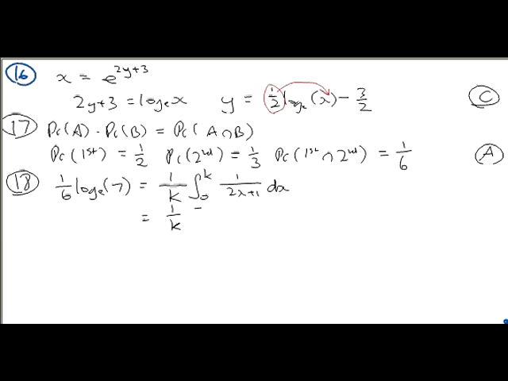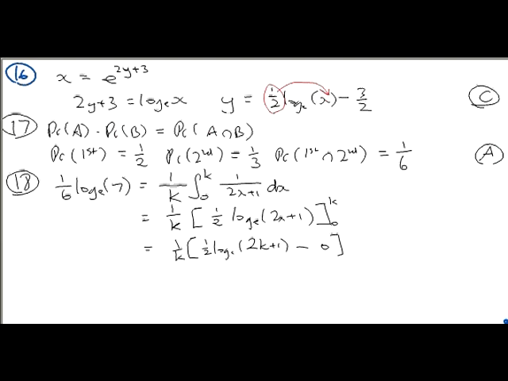You're going to get 1 on k, and then half of log 2x plus 1. And your terminals are k and 0. And then you'll see, okay, that's 1 on k. Sub in k for x, you'll get half log 2k plus 1 minus, what happens if you sub in 0 to x? You get log of 1, which is 0, minus 0. Great. Okay.